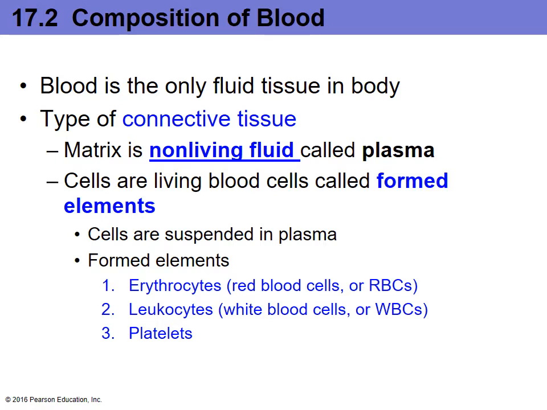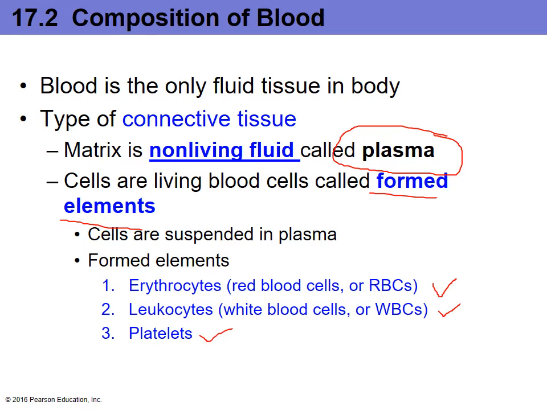Now, the fluid is called plasma, and plasma is mostly composed of water. This is the liquid aspect of blood. And then the formed elements are the cells and the cell fragments that we see suspended within the plasma. There are 3 different formed elements. We have our erythrocytes, which are our red blood cells, or RBCs. We have our leukocytes, which are our white blood cells, or WBCs. And last but not least, we have our platelets.